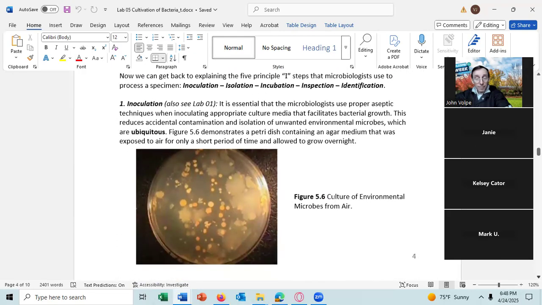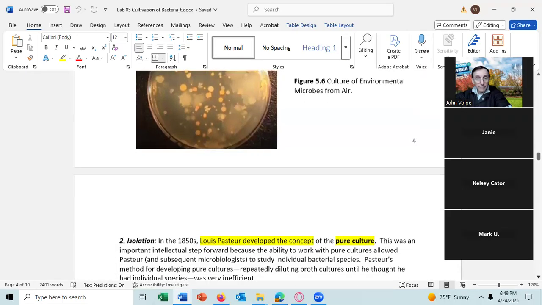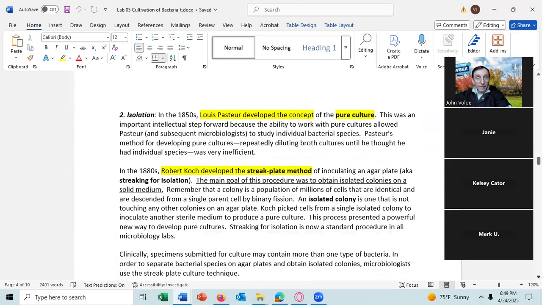The 5 I steps. 1, inoculation. That's putting the bacteria you obtained from the clinical specimen on a plate to grow the specimen. And the plate you use will depend on what you're looking for. We'll talk a little bit more about that later. And then isolation, that's isolating out the species of interest.